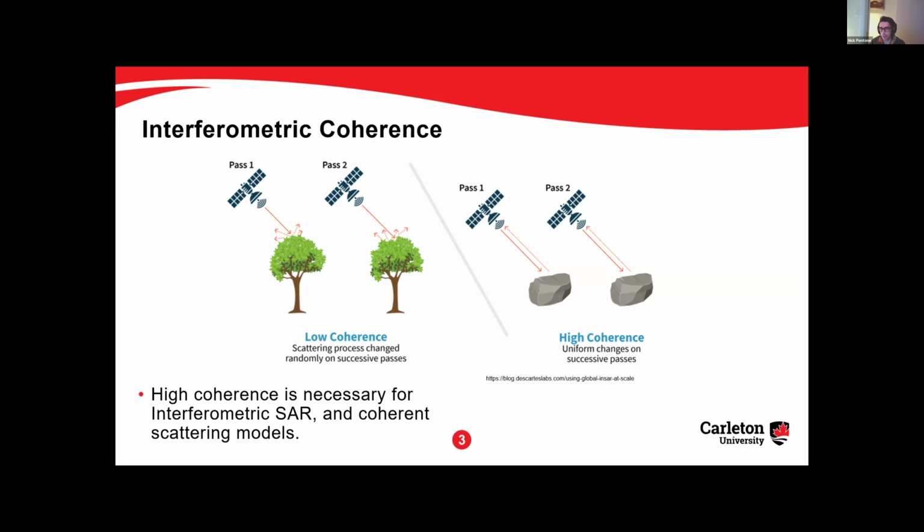And then in contrast, high coherence, we expect in hard targets. So urban environments tend to be very coherent, exposed rock, that sort of thing. So high coherence is necessary for interferometric SAR, because you hope that the only difference in the image should be due to the changing of the ground surface, but it can actually be confounded by all of these factors.